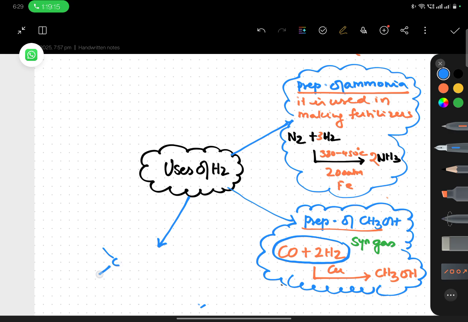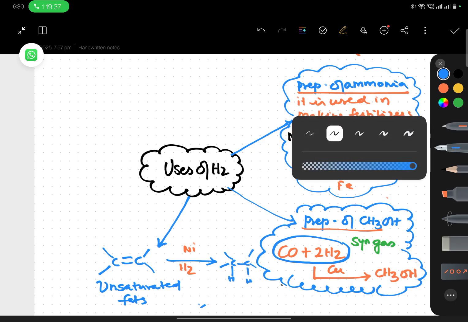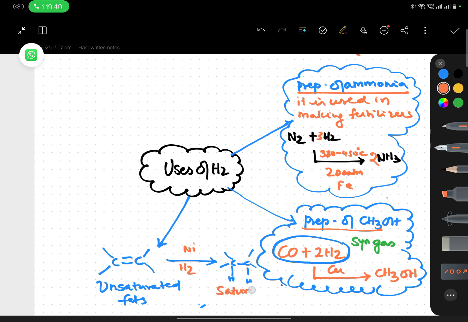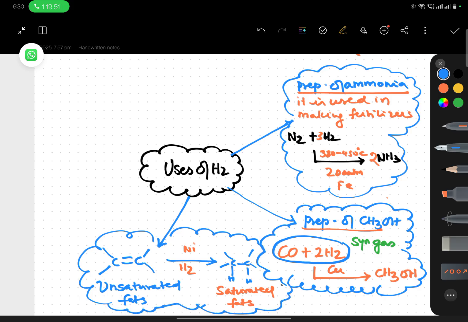And then you know all oils are unsaturated fats. So what will happen? You will add a little bit of nickel in presence of hydrogen. It becomes saturated fats. Saturated fats are very bad for the health. So it is used for the preparation of saturated fats. That is one application.